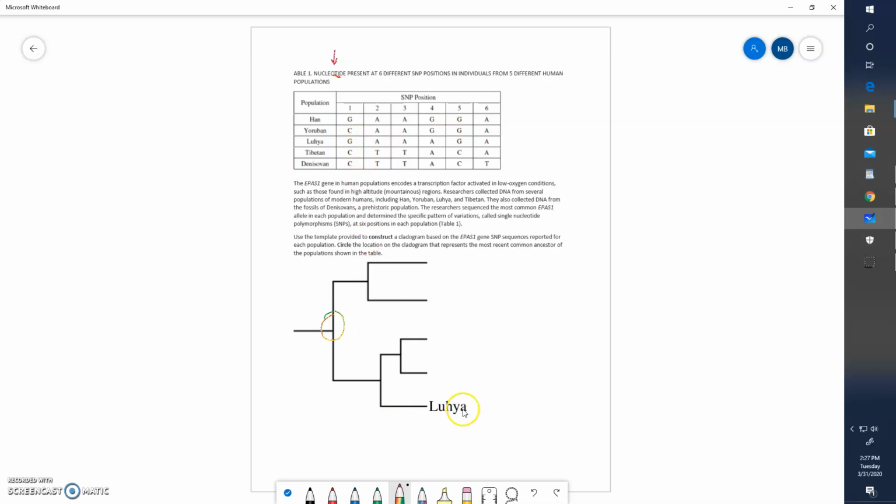All right, we do have Luhaya down here. And as I'm reading this, I can't help but think these are like Star Wars character names. I mean, Tibetan obviously is, you may have heard of that before, but these all seem like Star Wars characters.